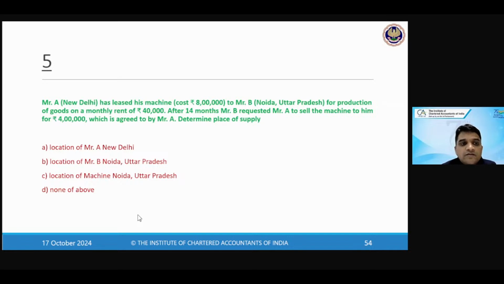Mr. A from New Delhi has leased his machinery to B of Noida, Uttar Pradesh. So you need to know very well which cities and which states they belong to, so that you don't get confused with the taxes of the states. Otherwise you'll have a bigger problem. So just have general knowledge on the states and their cities. For production of goods on a monthly rent of 40,000 rupees. After 14 months, B requested Mr. A to sell the machinery to him, which is agreed by A. Now determine the place of supply.